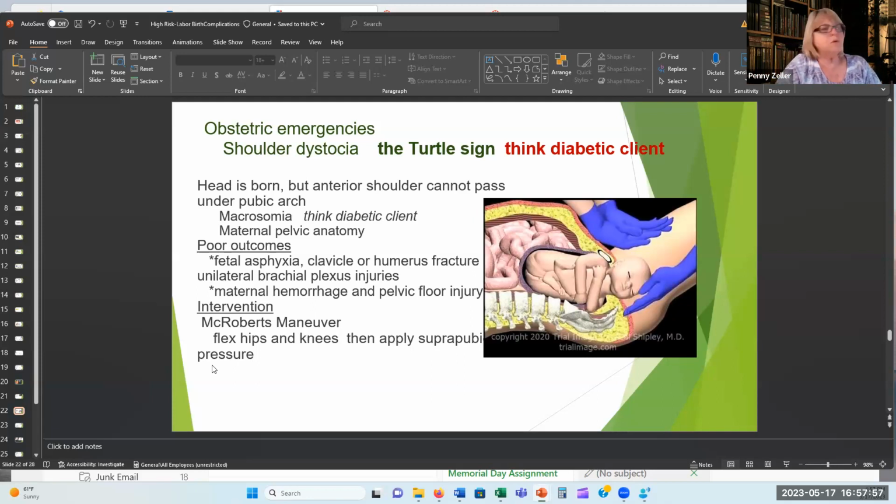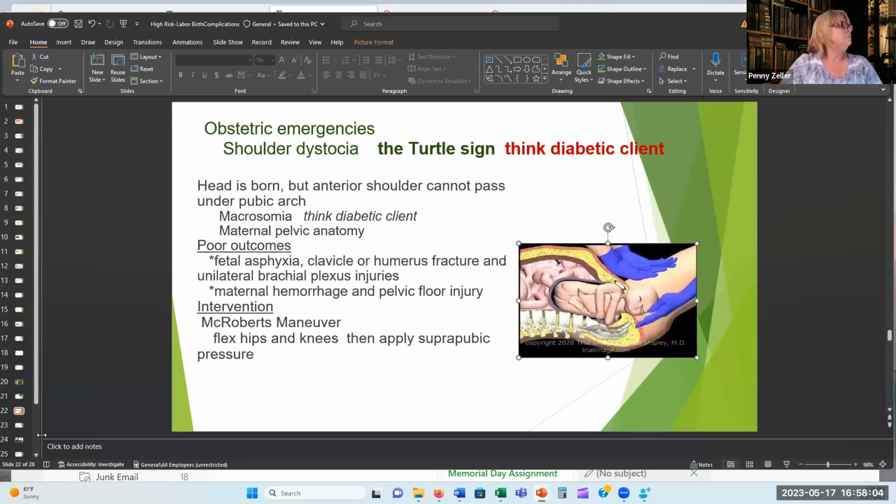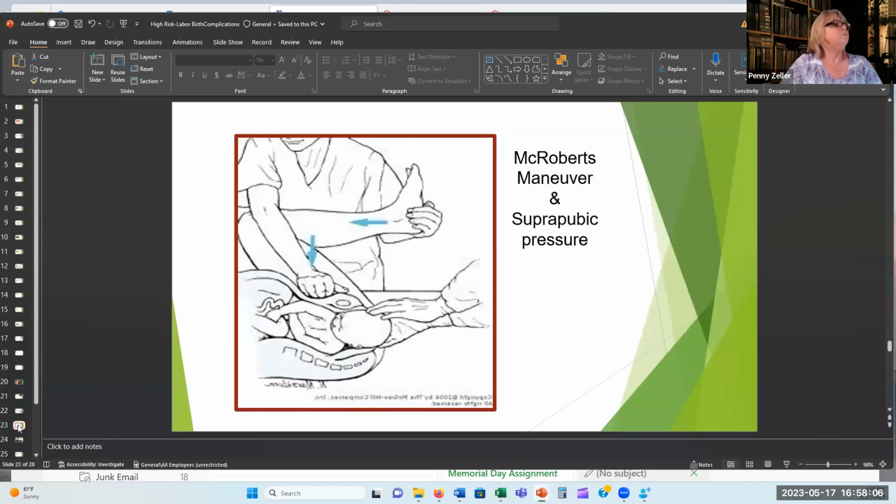So we intervene by doing the McRoberts maneuver. And here's another picture. There are pictures in your book too. Here's another picture of the McRoberts maneuver and Gaskin maneuver, the suprapubic pressure, and then the support of the fetus. The hips and the legs are as flexed as we possibly can get, and that opens up that pelvic structure a little bit.